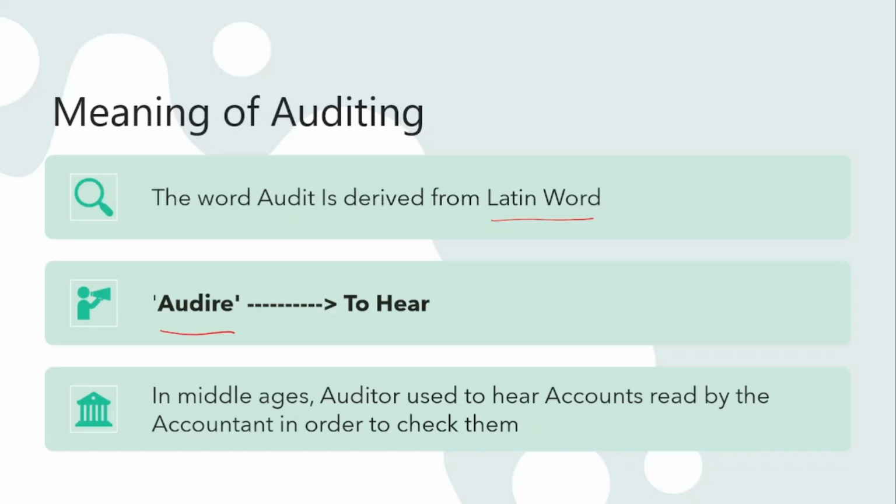In the Middle Ages, auditors used to hear accounts read by the accountant. The accountants were reading the books of accounts, whatever they had maintained, and the auditor used to listen to the words of the accountant in order to check whether the accountant had maintained the books of accounts properly and systematically.